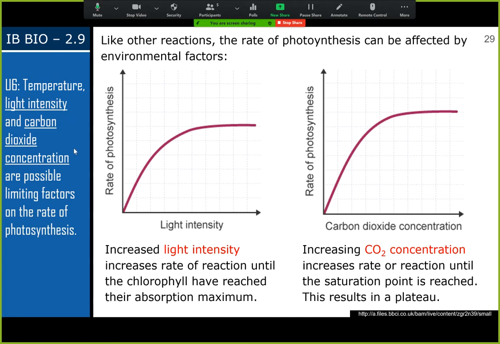Temperature, light intensity, and carbon dioxide concentration are possible limiting factors on the rate of photosynthesis. So that means they affect how much photosynthesis happens. So we know that light energy is required for the light dependent reactions. So as you increase the intensity of light, or how bright the light is, you're going to increase the rate of photosynthesis until you hit a certain point.